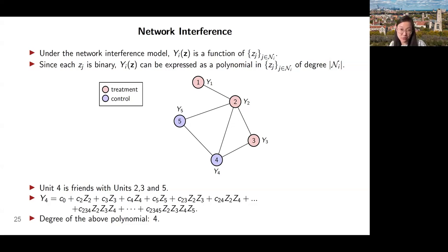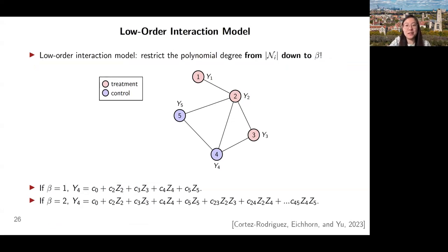So we want to further restrict the model to make things more tractable, and there is this really interesting low order interaction model that we consider. This model was proposed by Cortez et al. 2023. It is an amazing paper, and I recommend anyone who's interested to read it. The paper restricts the polynomial degree from the size of the neighborhood Ni down to beta, where beta is a known number. Throughout the talk, think about beta as 2.